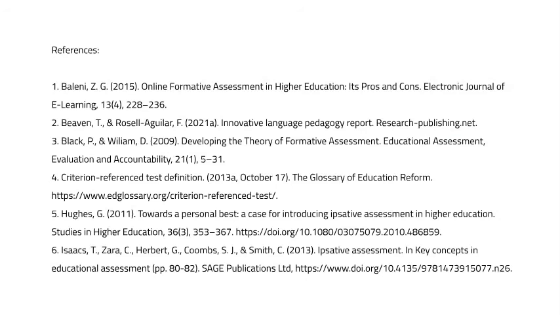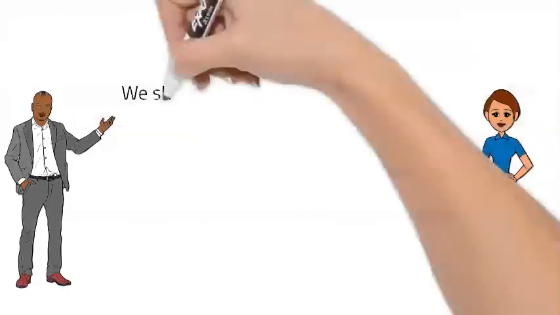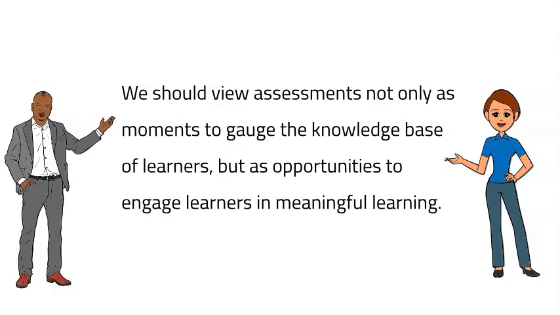In closing, we want to reiterate that when deciding what assessment method you would like to use, your first step should be to evaluate your learning outcomes. Using Bloom's taxonomy, your learning outcomes should describe measurable objectives. The assessments you select should align with the level of thinking you want students to perform. We presented 8 types of assessments that can be used in education today. We should view assessments not only as moments to gauge the knowledge base of learners, but as opportunities to engage learners in meaningful learning.